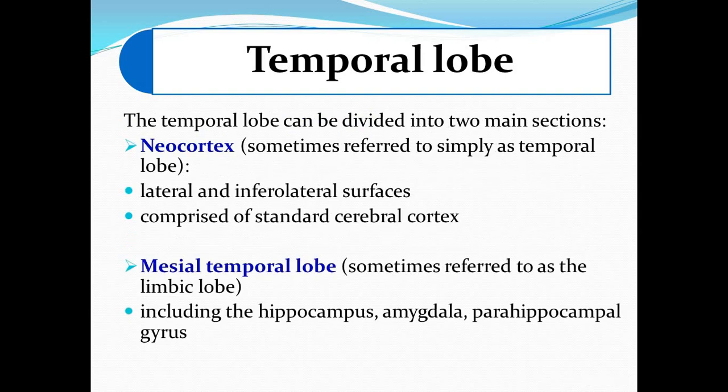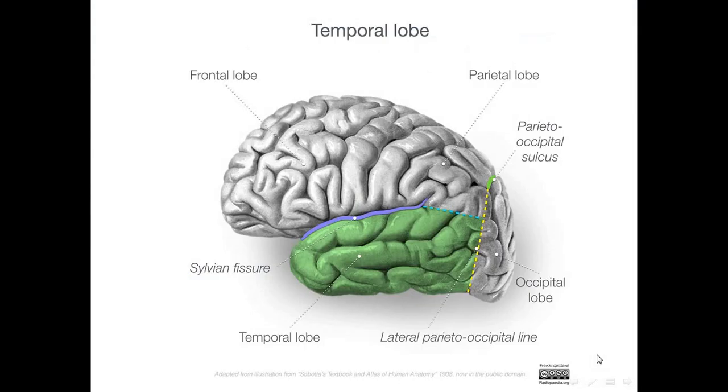The temporal lobe is divided into two main sections. These are the neocortex and the mesial temporal lobe. The neocortex, sometimes referred to simply as the temporal lobe, includes the lateral and inferolateral surfaces of the temporal lobe, and it comprises the standard cerebral cortex. The mesial temporal lobe is the medial part of the temporal lobe. Sometimes it's called the limbic lobe. It includes the hippocampus, the amygdala, and the parahippocampal gyrus.